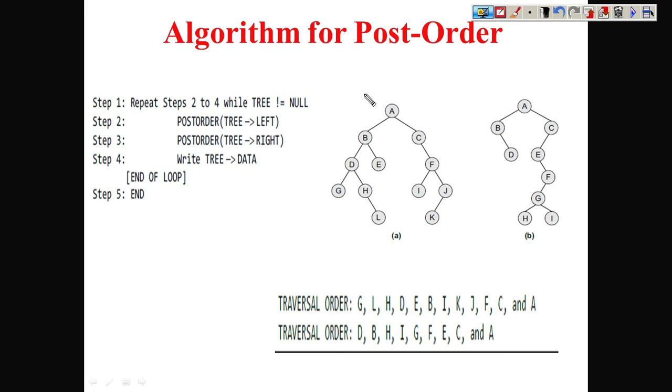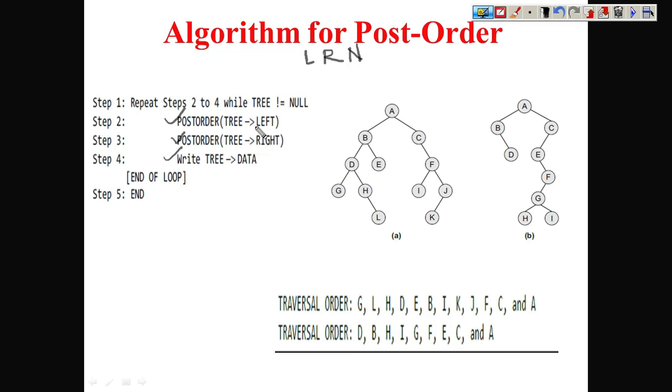So here is the algorithm of doing a post order traversing. You can see here it's almost the same kind of recursive procedure. The only difference is here we have to first traverse the left subtree, then the right subtree. You can see this is a recursive call for the left subtree. This is a recursive call for a right subtree, and then finally we are visiting the root node.